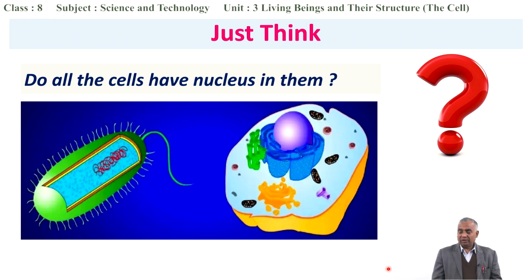So, what have we found? In some cells a nucleus is not found, but some cells have a nucleus, and we give them different names. This cell is called a eukaryotic cell. This type of cell is found in our body, and that is a prokaryotic cell. A prokaryotic cell means a cell which does not have a nucleus, and many cell organelles are also absent.